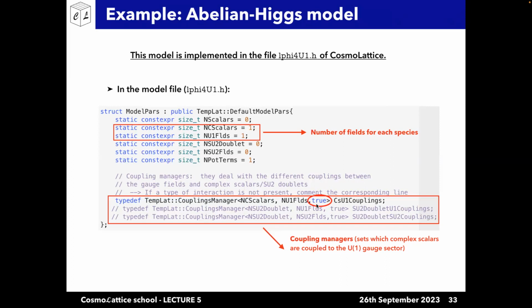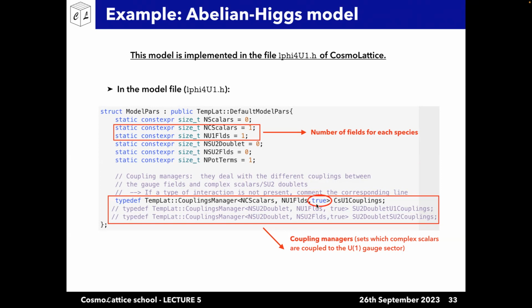Yeah, so what Paco was explaining is how to write the model with more than one gauge field. You need to change the number of gauge fields here, and you need to add this parameter, where true tells you whether your scalar field couples to the gauge field or not. So if it couples, you need to put 2 times true.